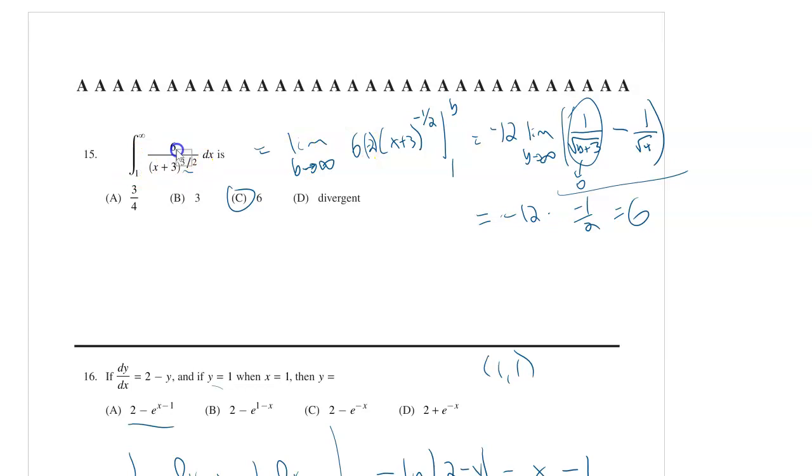So I just said, okay, move the 6 in front. So I wrote the 6 in front, and then antiderivativized this to the -3 halves, which would be that to the -1 half, pop the reciprocal in front, and then did a quick check of the derivative, and it worked. So from 1 to b, I plug in b, plug in 1, and as b goes to infinity, this would go to 0, so you'd end up with -1 half inside times -12, which gives you the +6. So that's why I said C.